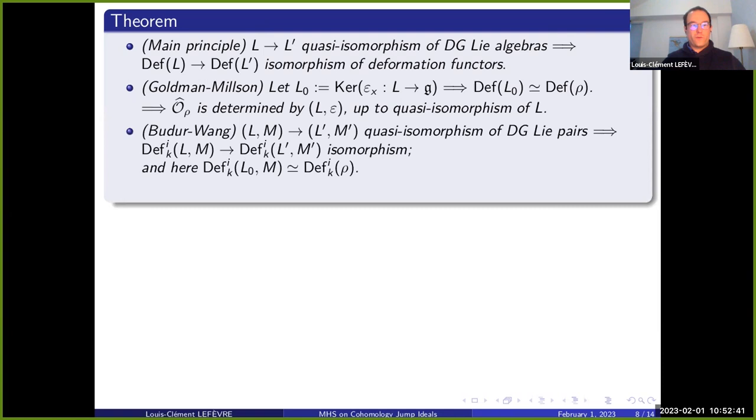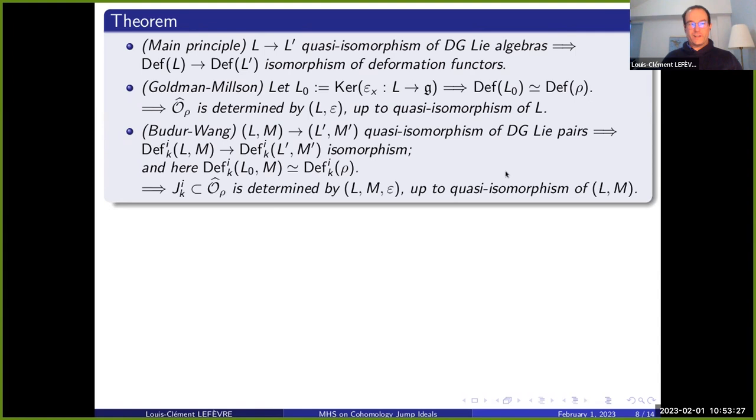And this was improved by the theory of Budur-Rubio to the case of taking into account the pair. So if you have a quasi-isomorphism of a pair of the Lie algebra and the module, then you also get an isomorphism of the deformation functors with this cohomology constraint, which means that in principle you can compute your jump ideals and your deformation functors of rho by the data of this L0 up to quasi-isomorphism. So the ideal is determined by this data.